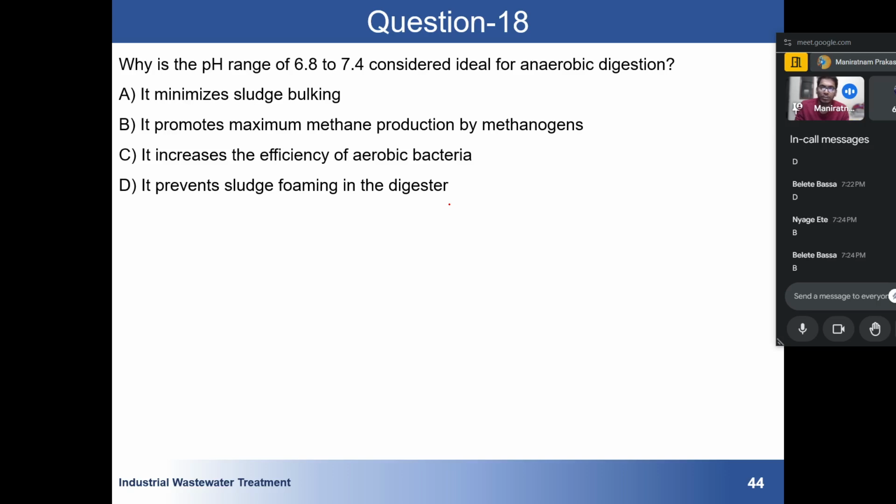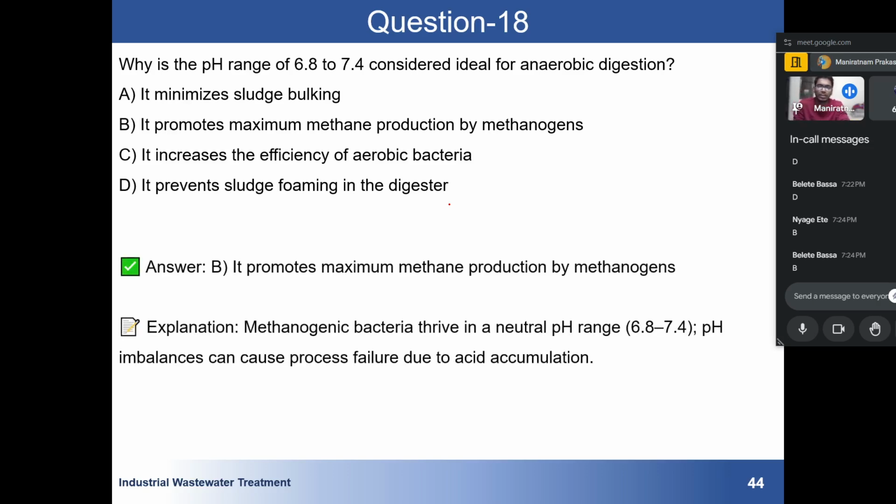B. It promotes maximum methane formation by methanogenesis. The correct answer is B. These are very simple questions. Remember we were talking about methanogenic bacteria. They will only act within a circumneutral pH, that is around 7. That's why methanogenic bacteria thrive in the neutral pH range, between 6.8 and 7.4. pH imbalance can cause process failure due to acid accumulation.